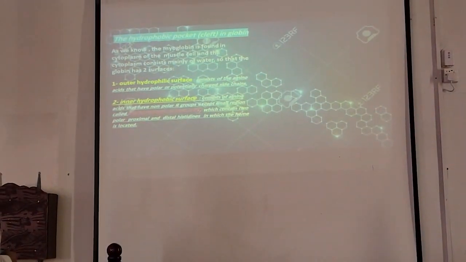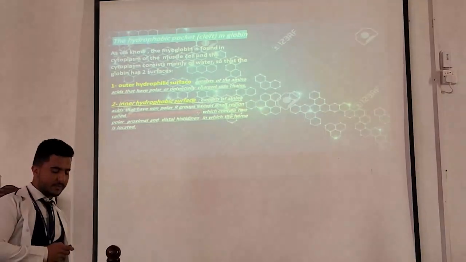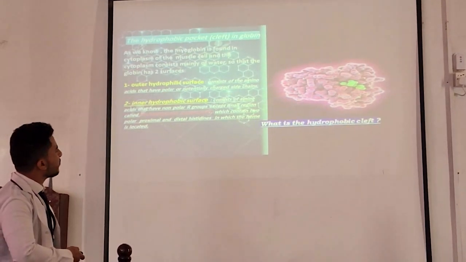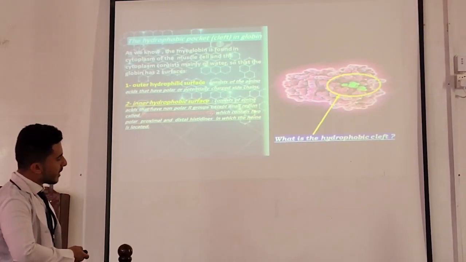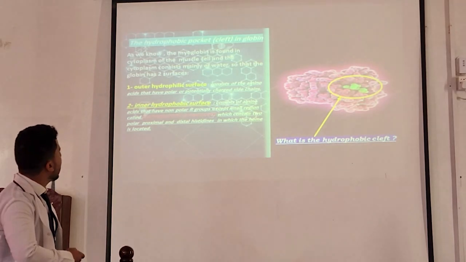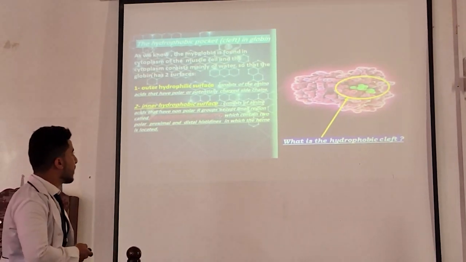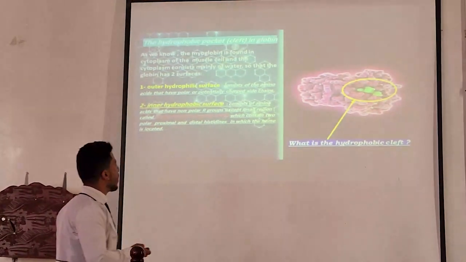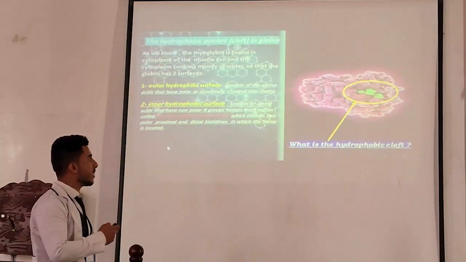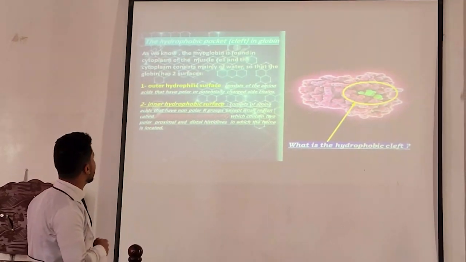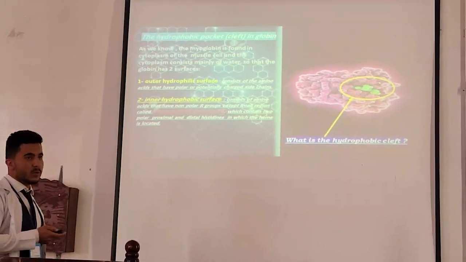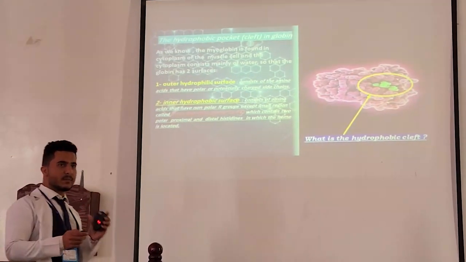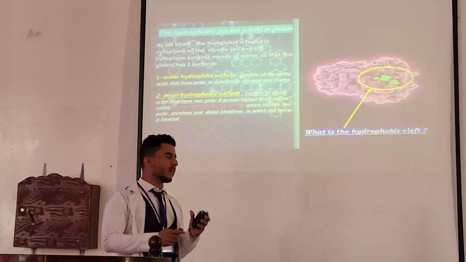Then the hydrophobic pocket or the hydrophobic cleft. What is this pocket or what is this cleft? This is the hydrophobic cleft. It is the place where the heme is located. So how does this pocket form? I will tell you. We know myoglobin is found in the cytoplasm of the muscle cell, and the cytoplasm of the muscle cell is composed mainly of water.